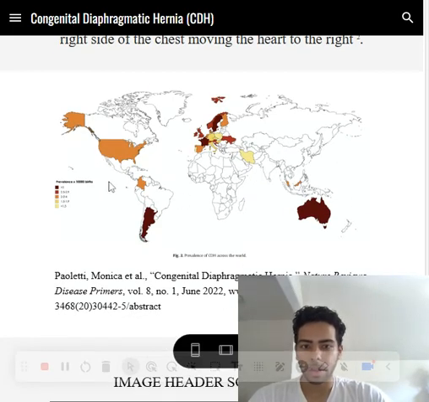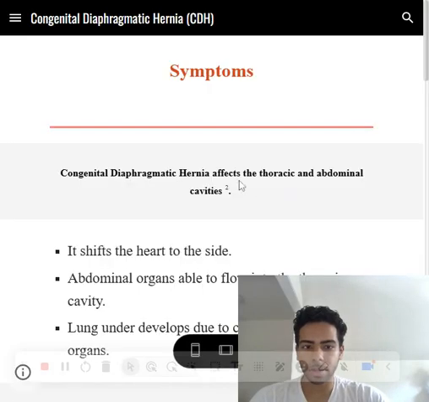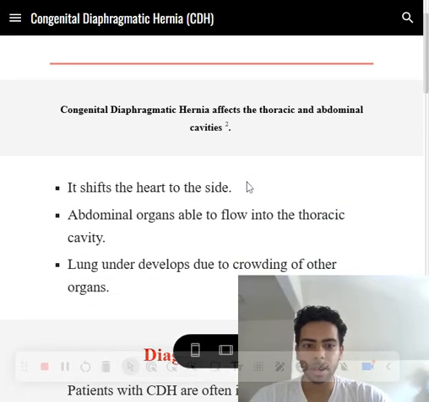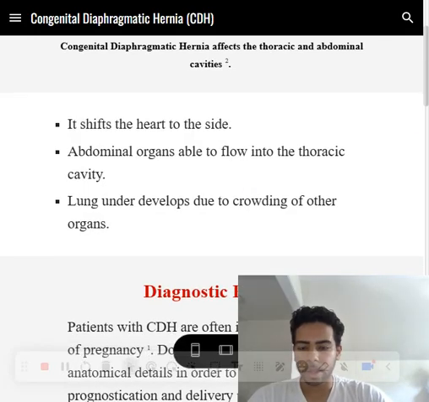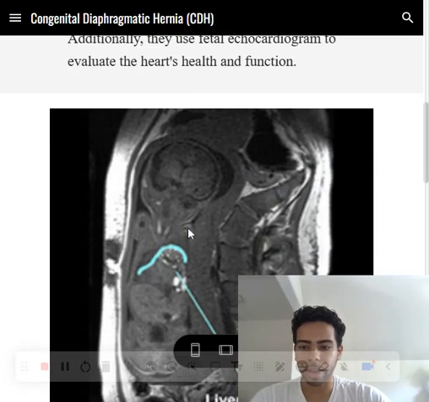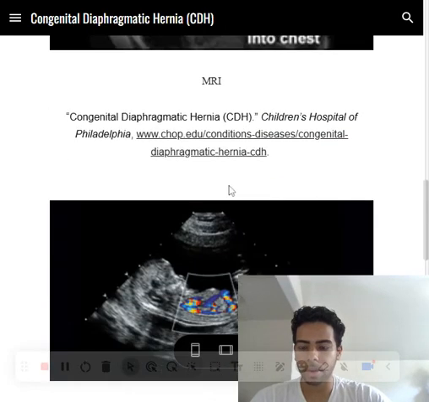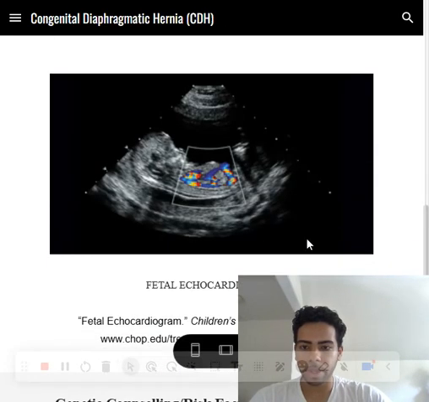So I'll move now onto the symptoms page, and on the symptoms page, I basically just talk about the description of CDH and what is typically found in CDH patients. Here's the diagnostic process. I showed the live pictures of MRI patients with CDH and echocardiograms of patients with CDH.